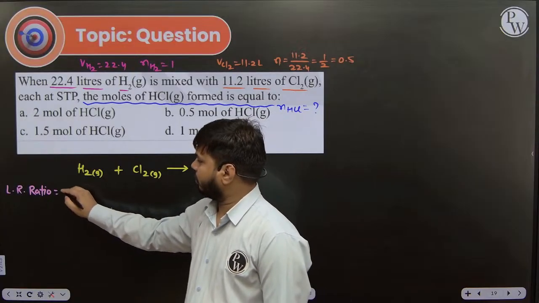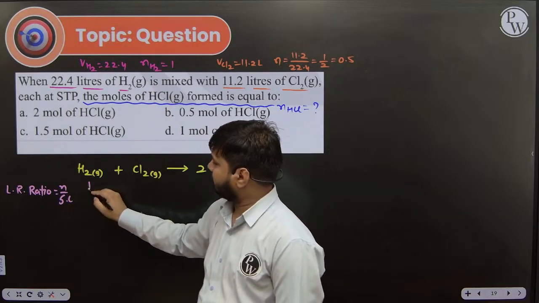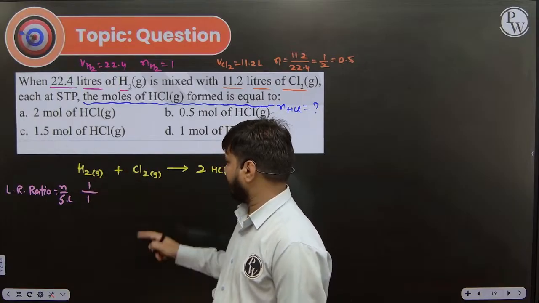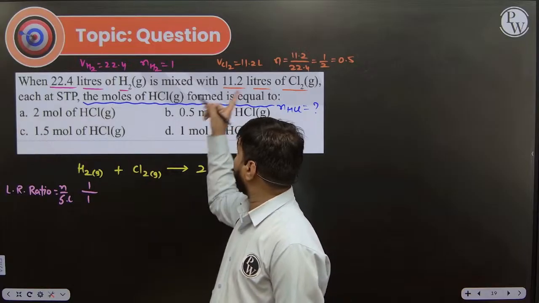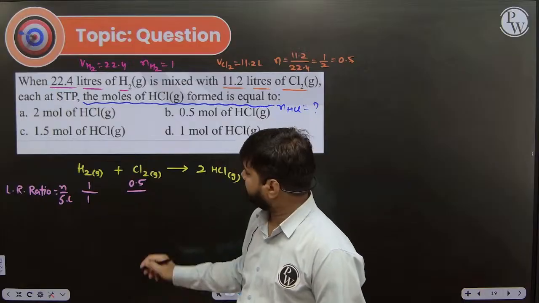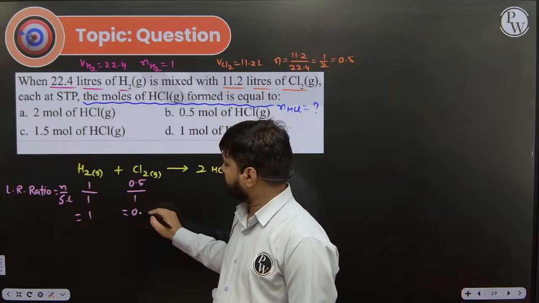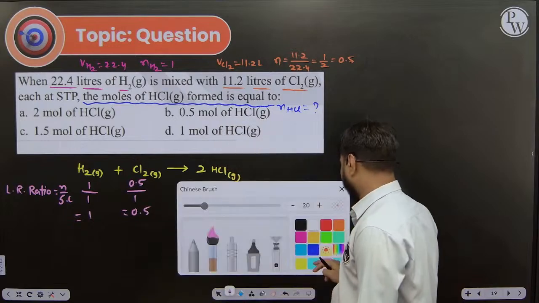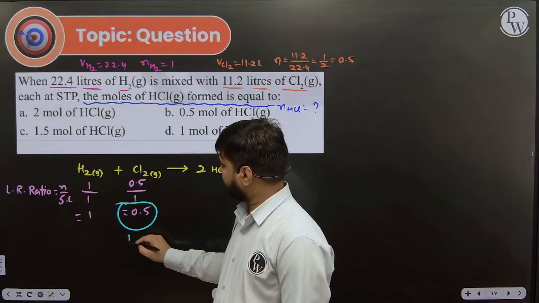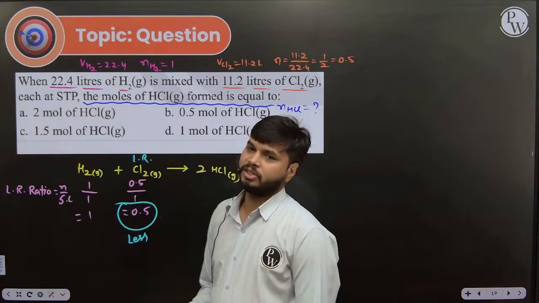moles by stoichiometric coefficient. So here moles of hydrogen is given to us, which is 1. Stoichiometric coefficient you can clearly see, which is 1 again. Now Cl2, for the Cl2 moles are given to us, which is 0.5 moles, divided by stoichiometric coefficient. So here you can clearly see which one is less, right? Which one is going to be less? This one is going to be less. If it is less, definitely Cl2 is going to be our limiting reagent.